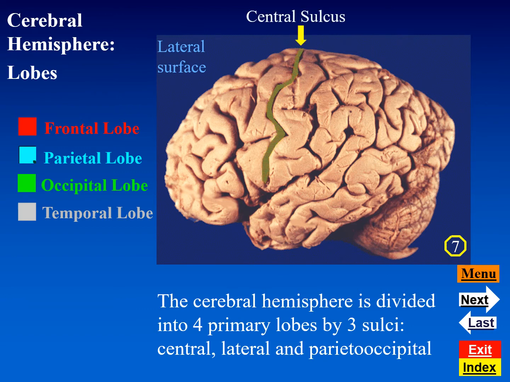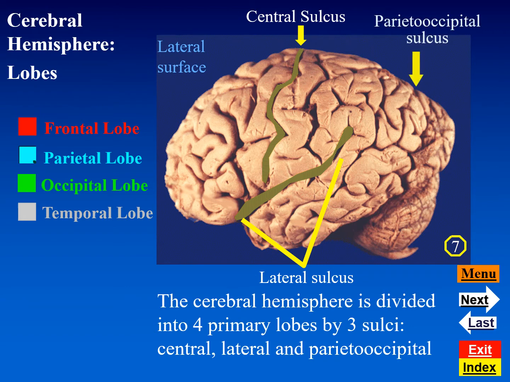The central sulcus, the lateral sulcus, and the parietal occipital sulcus, of which we only see a little notch there, but is more visible on the medial surface.